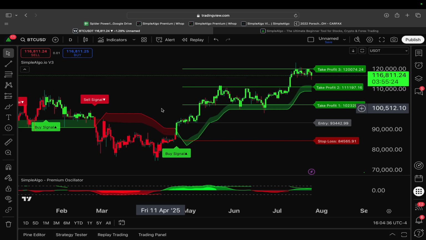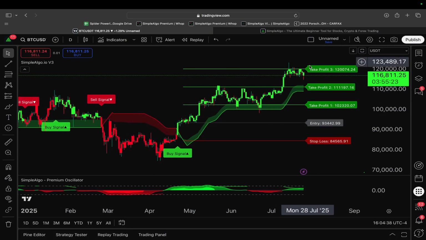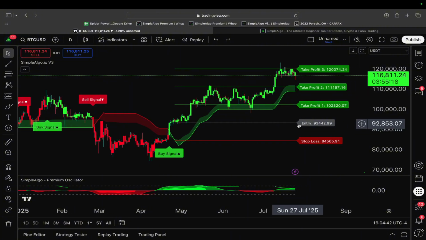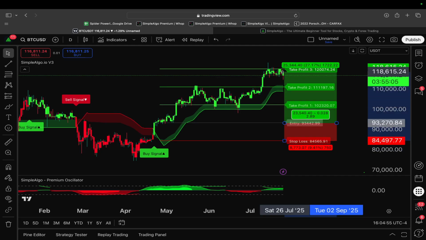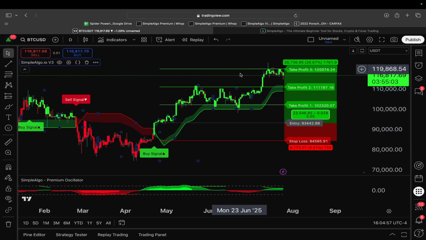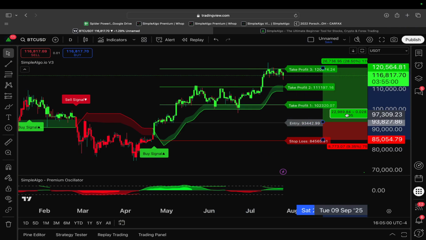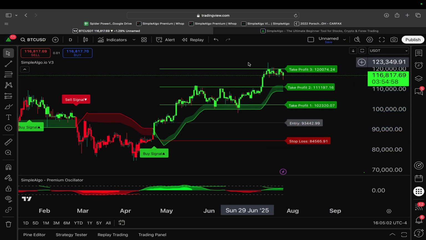Now, since we were talking about risk management, Simple Algo also has an automatic risk management tool. It'll tell you the best times to enter, the best place to put your stop loss, and the best places to put your take profits. This way, you're always risking less than your potential reward. And like I mentioned before, when you're always risking less than what your potential reward is, you can afford to have a lower win rate and still be profitable.